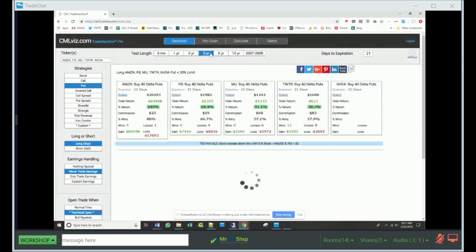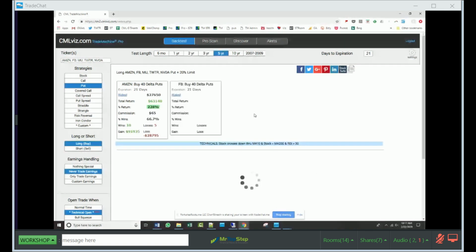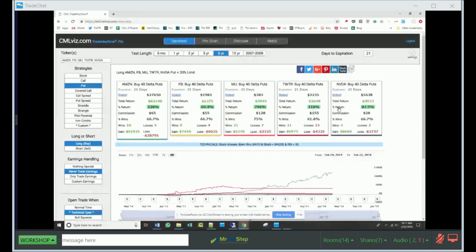Yeah, I mean, let's go 5 years. This has been a ripping bull market, right? And we're looking at a trade that's getting long puts, with win rates from 66% to 75% and returns of 700%, 200%, whatever. So I like these trades too, right? I want to get alerted when this thing happens.